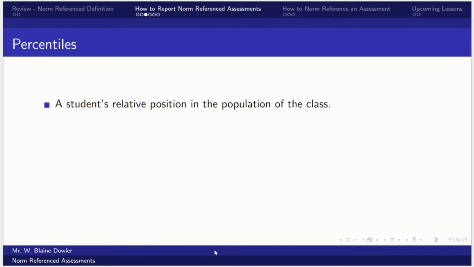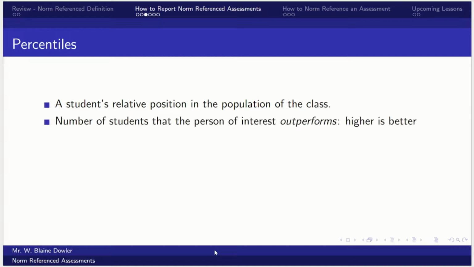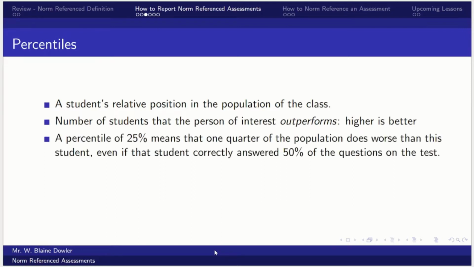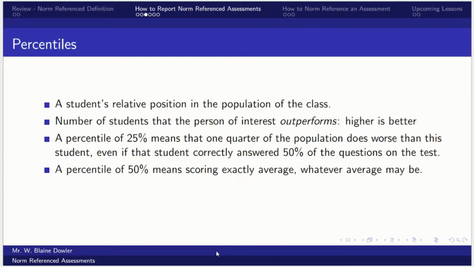Percentiles refer to a student's relative position in the population of the class. So the number of students that the person of interest outperforms. Higher numbers are better. A percentile of 25% means that the student outperformed 1/4 of the population, even if that student correctly answered 50% of the questions on the test. So percentile and percentage can be two very different numbers. A percentile of 50% means that the student scored exactly average, whatever average may be.